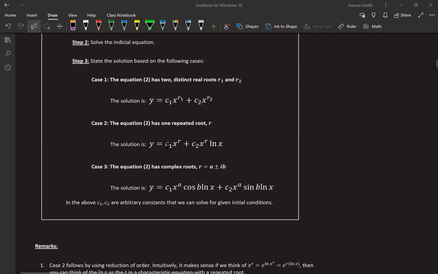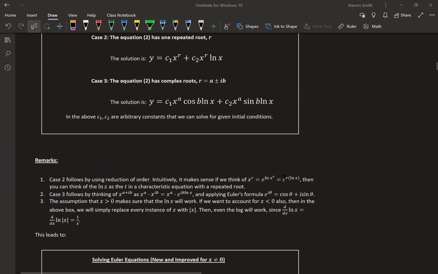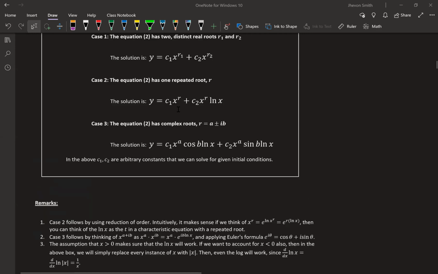If you have a repeated root, you will get this being the solution: y equals c1 x to the r plus c2 x to the r ln x. Now, where that ln x comes from is essentially reduction of order. I explained a little bit down here how you can think about it. Think of the x to the r as an exponential. You'll realize it looks like e to the rt, except your t is replaced by an ln x. So just like how we would multiply the second solution by a t in the constant coefficient case, we instead multiply by an ln x in this case. And that's how this works.